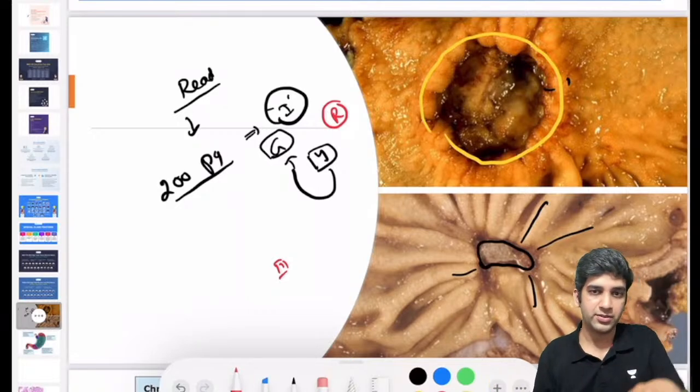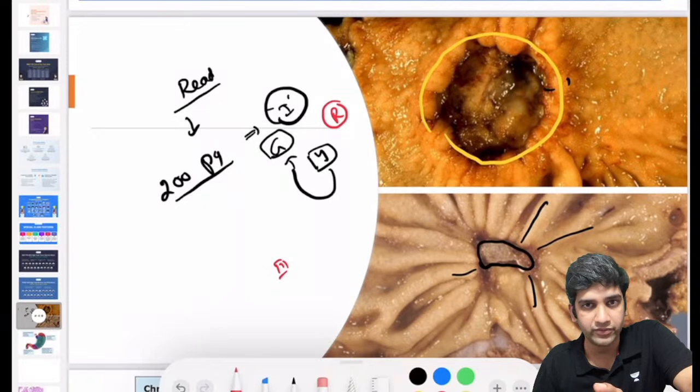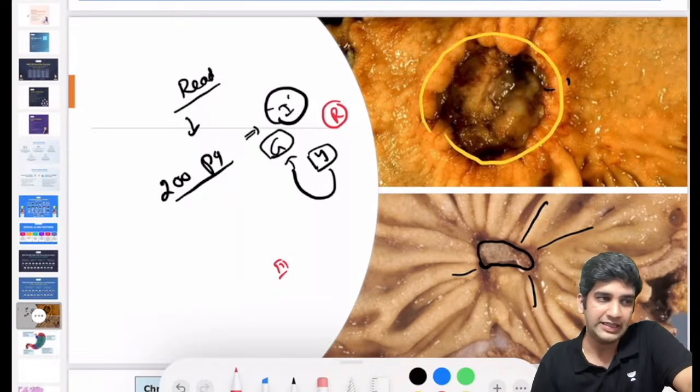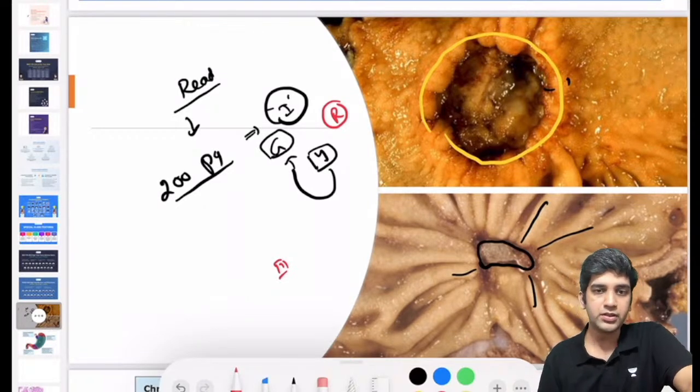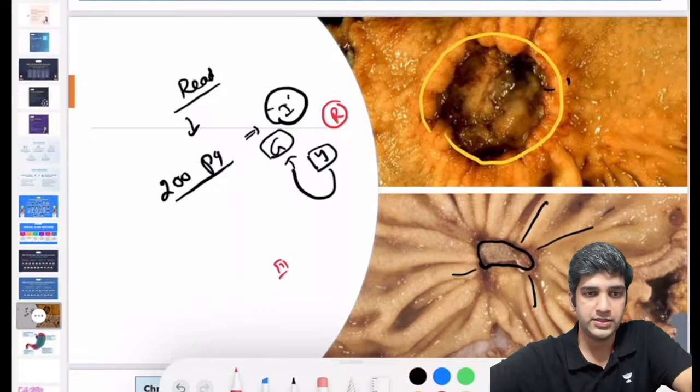Okay, coming back to the subject. So now we have seen the difference between a benign and a malignant gastric ulcer, right? Okay, just give me a second.